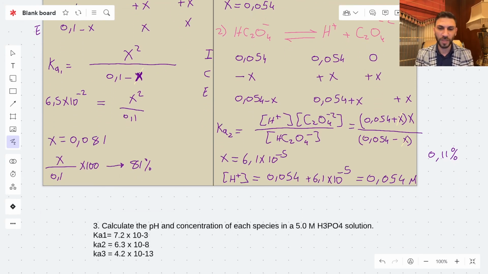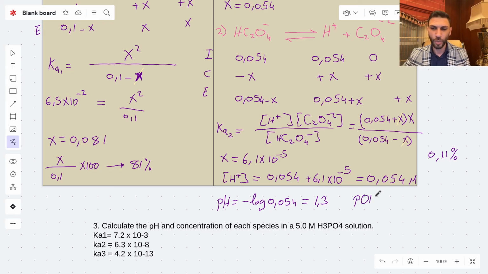Next step is to find the pH, because pH equals negative log the concentration of H positive. That means it's negative log 0.054, which equals 1.2 or 1.3. This is the pH. Don't forget that we can now find the pOH and the concentration of OH negative.